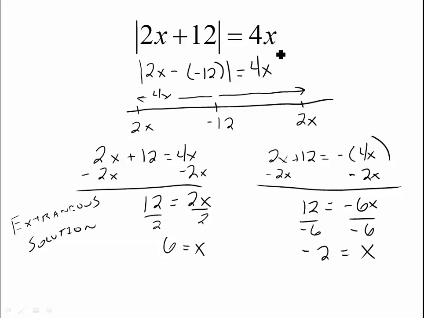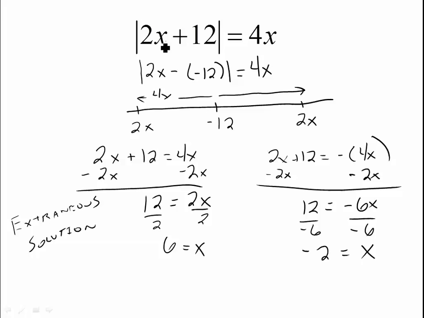And it's always a good idea on absolute value to test for extraneous solutions, particularly when the distance is being expressed as a variable. If this was just 4, I wouldn't be inclined to check it. But because the distance is variable, I should test this.